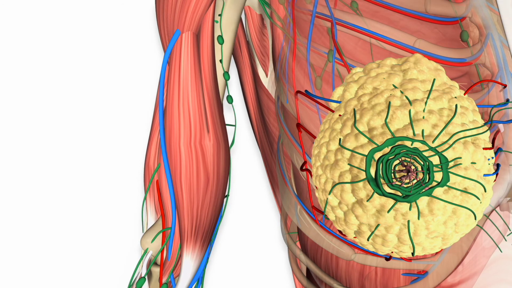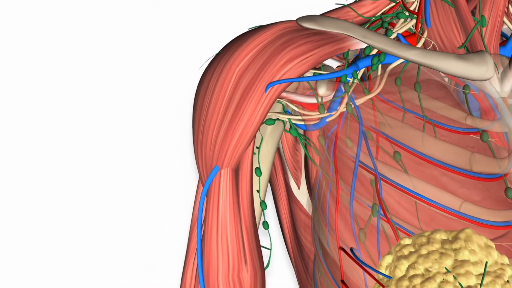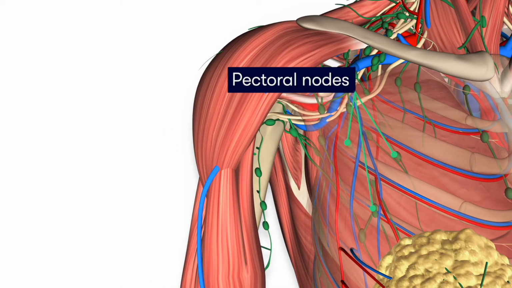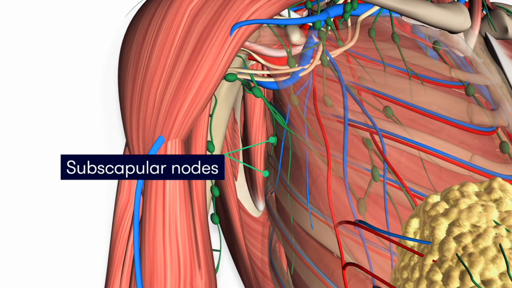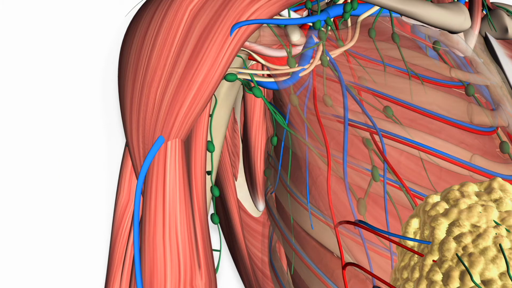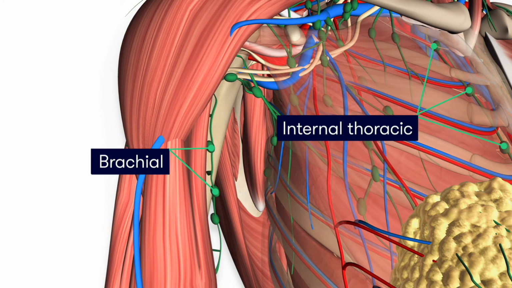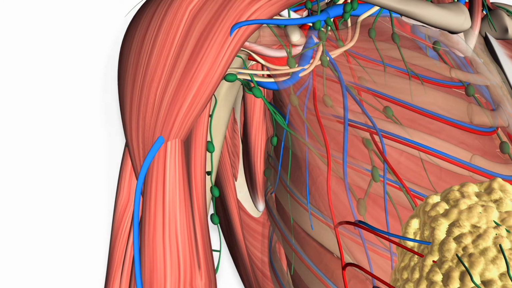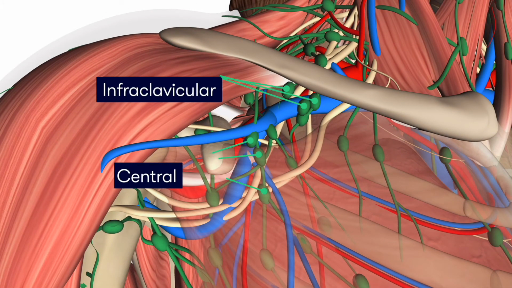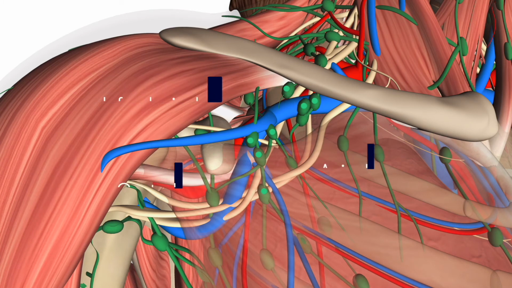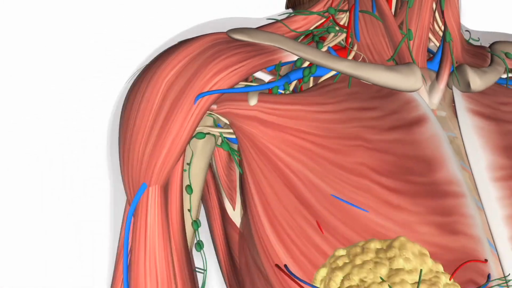Moving on to the lymphatic drainage of the breast, as we can see, this is relatively extensive and involves the anterior drainage by the pectoral nodes, posterior drainage via the subscapular nodes, lateral and medial lymphatic drainage via the brachial and the internal thoracic nodes respectively, and in addition to these, the breast is also drained via the infraclavicular, the central, and the apical nodes. So you can definitely appreciate that the lymphatic network for each breast is really extensive.